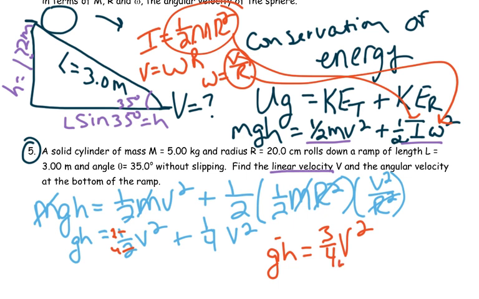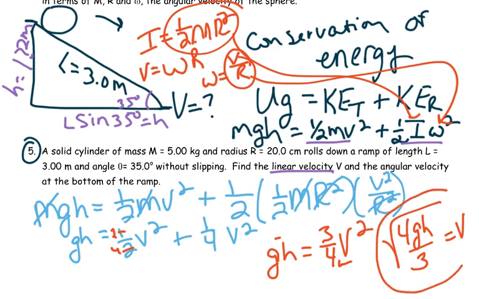All right, then getting velocity by itself, multiply both sides by the reciprocal. That's equal to v squared. Take the square root. There's your velocity at the end. For the linear, that's the one they give in the answer key. And then to get the angular, you're just going to take that linear velocity and divide it by the radius, which is not in the answer key, but I think you all can figure that out.